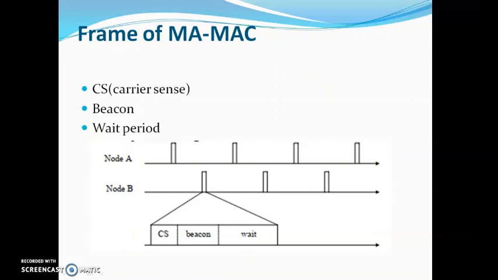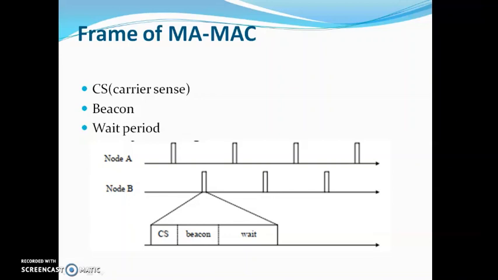Nodes wake up randomly as they are not synchronized with each other. Once the node wakes up, it needs to tell its neighbors that it is listening. For that, after carrier sense, a beacon is broadcasted by it which contains the identifier of the sending node.